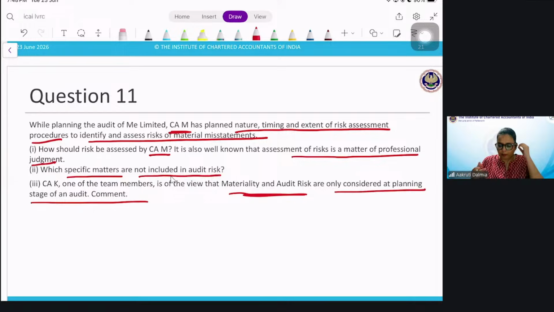First, let's do yes or no. We'll start with the last. Do you think materiality and audit risk is only considered at planning stage? Can I not change it during, in between of execution? So this is wrong.